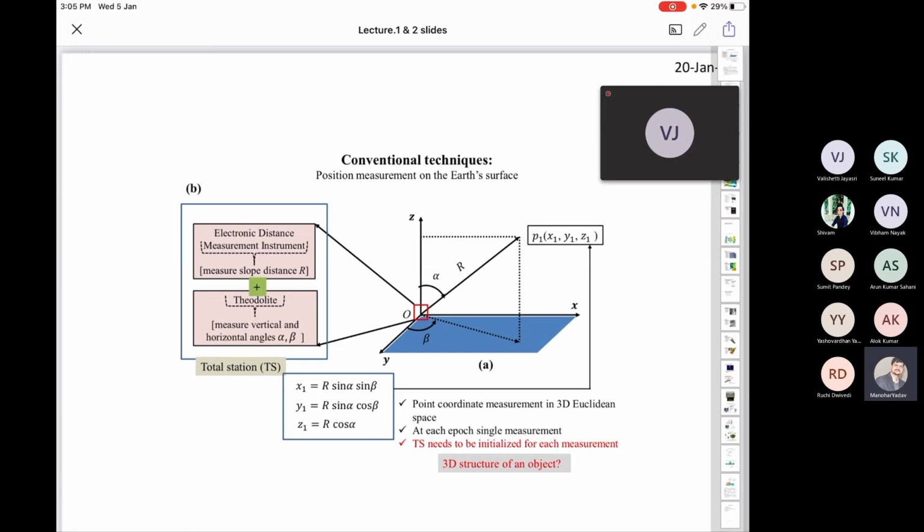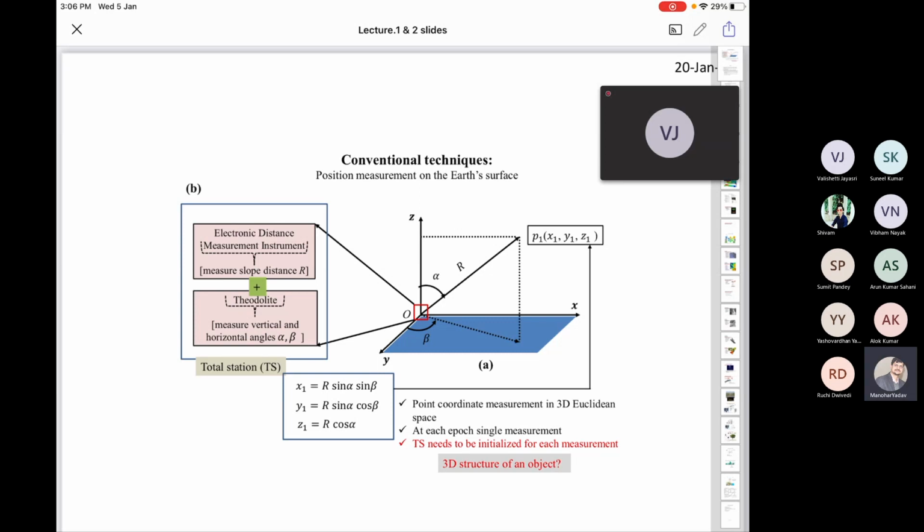In this course on LiDAR technology, we are going to discuss fundamental concepts, working principles, and applications. LiDAR is one of the remote sensing techniques, and we have already briefly discussed it previously. So before discussing the fundamental concepts of LiDAR, first I would like to discuss the background.